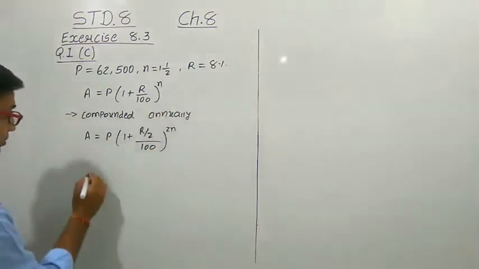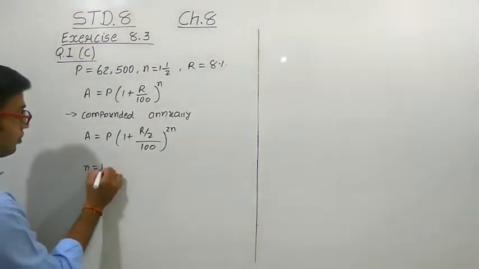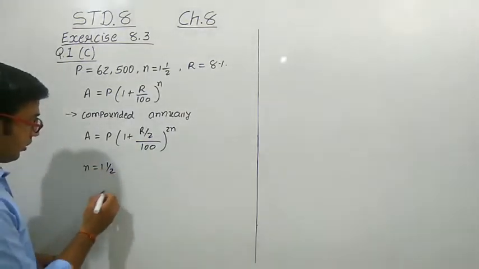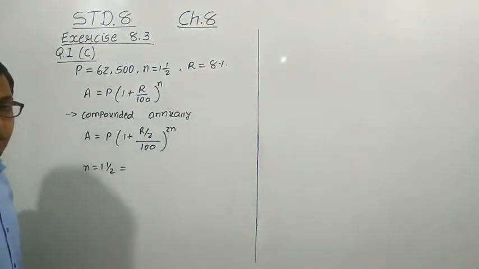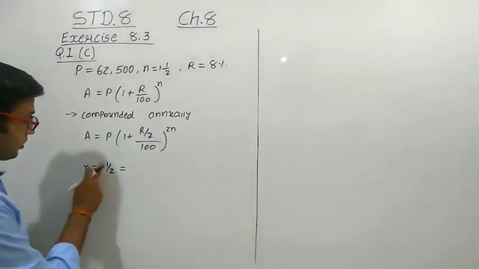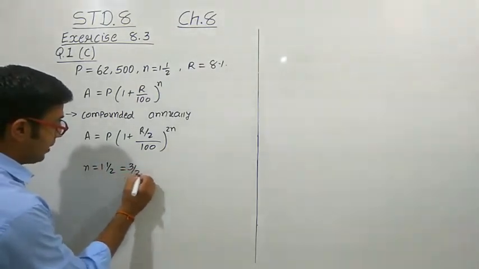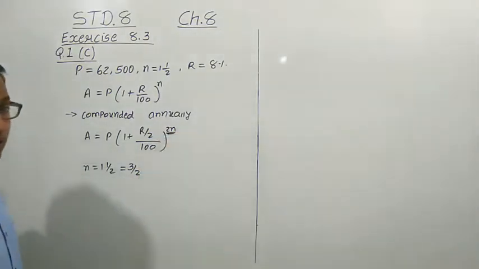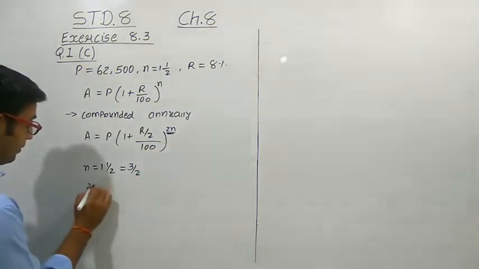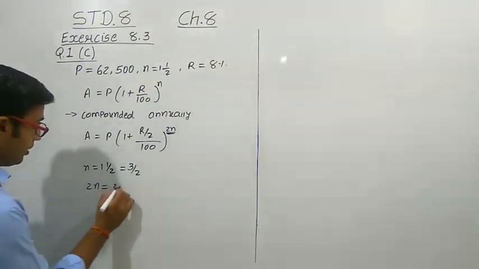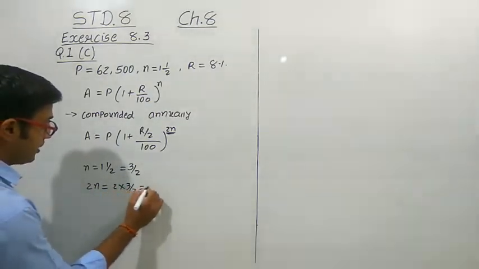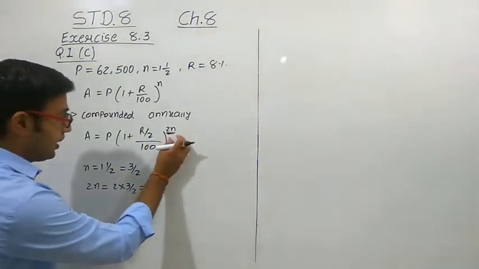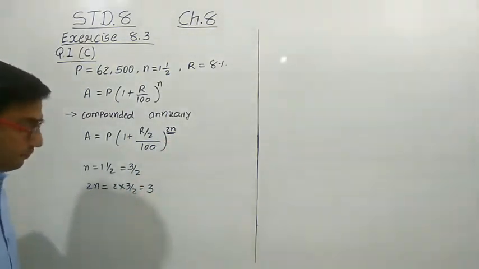See, what is the time duration here? n is equals to 1 and 1/2. So when we convert it into the fraction number, what are we getting? 2 ones are 2 plus 1, that is 3 by 2. Now what is the 2n? As we have to put the power 2n, multiply it with the 2. 2n will be 2 into 3 by 2, that is, we are getting 3. So instead of this 2n, now we have to take 3.